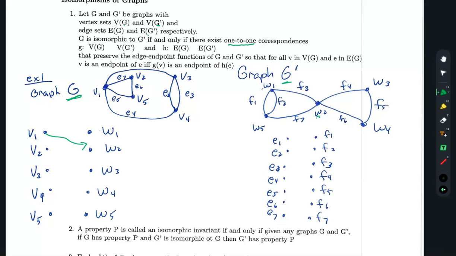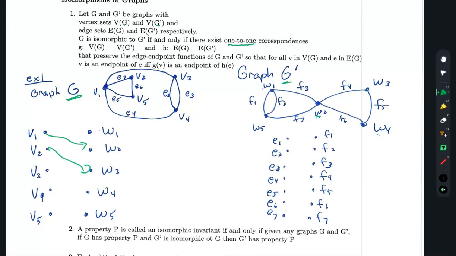V2 is connected to that degree 4 vertex, but by itself it only has a degree 2. So thinking about this, for the degree 4 vertex at W2, we want to find the vertex that has degree 2 that's associated with it. I could do either W3 or W4. It doesn't necessarily have to be a unique mapping, so I'll make that one go there.